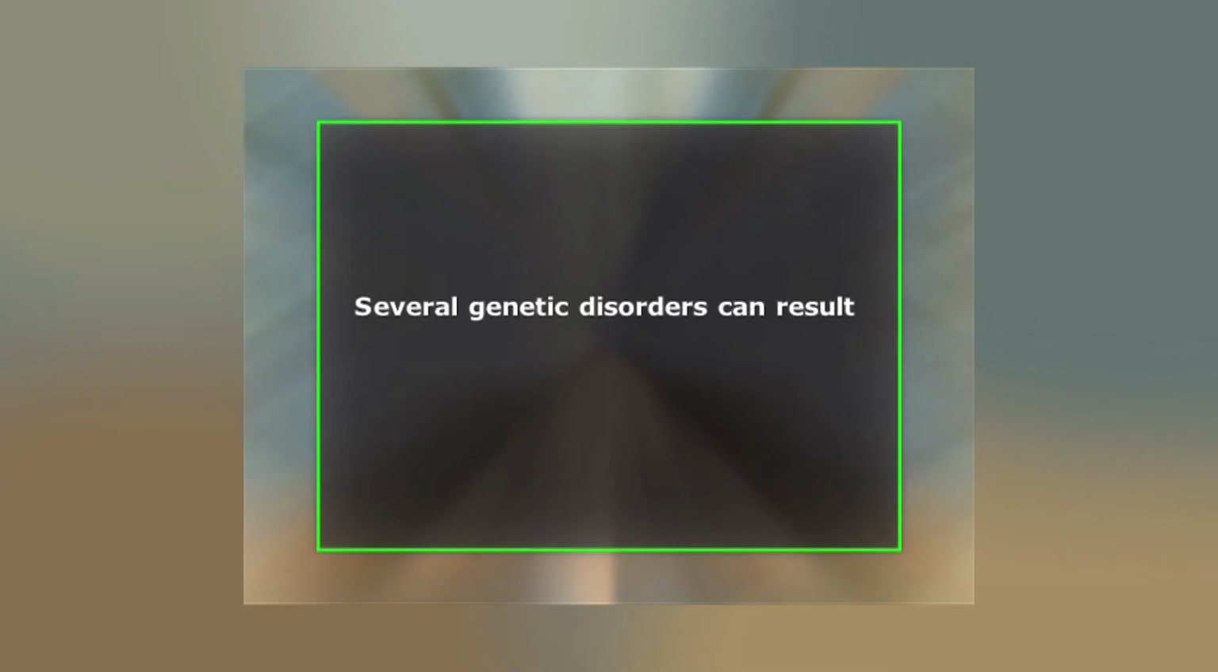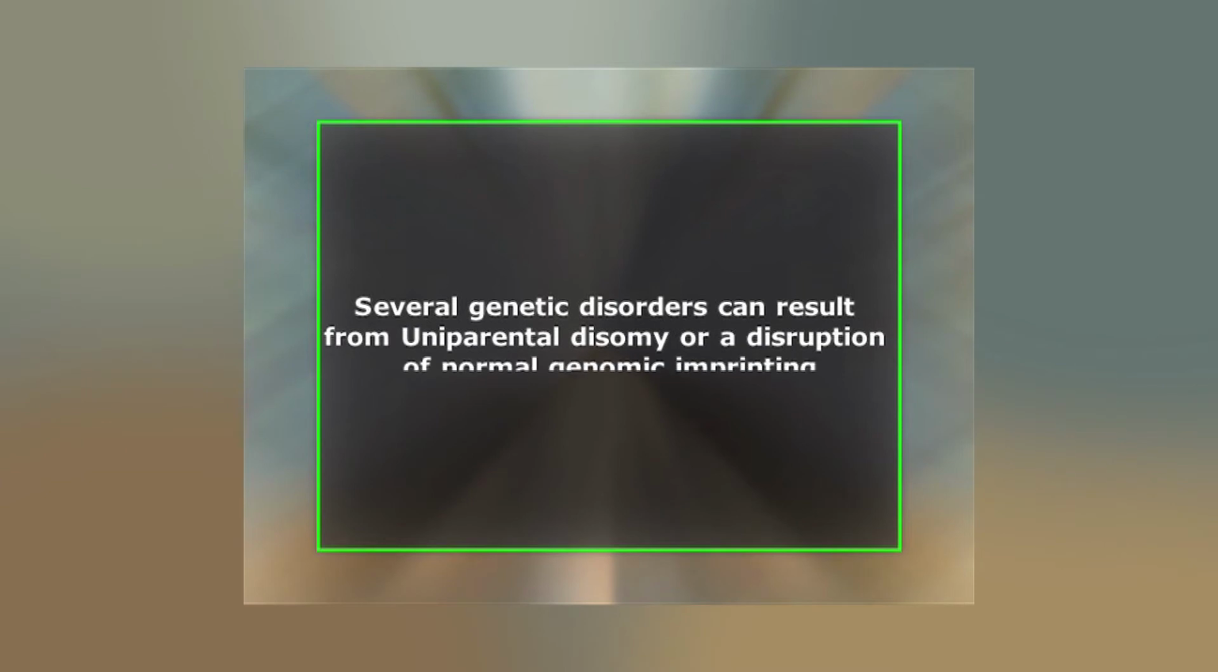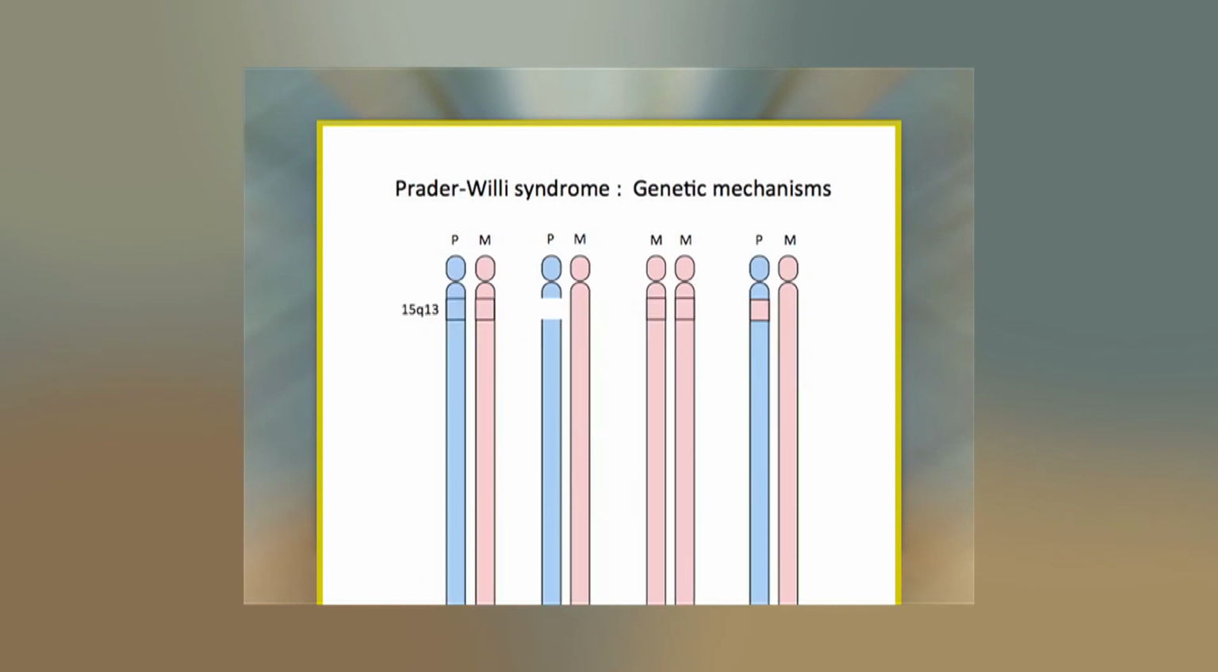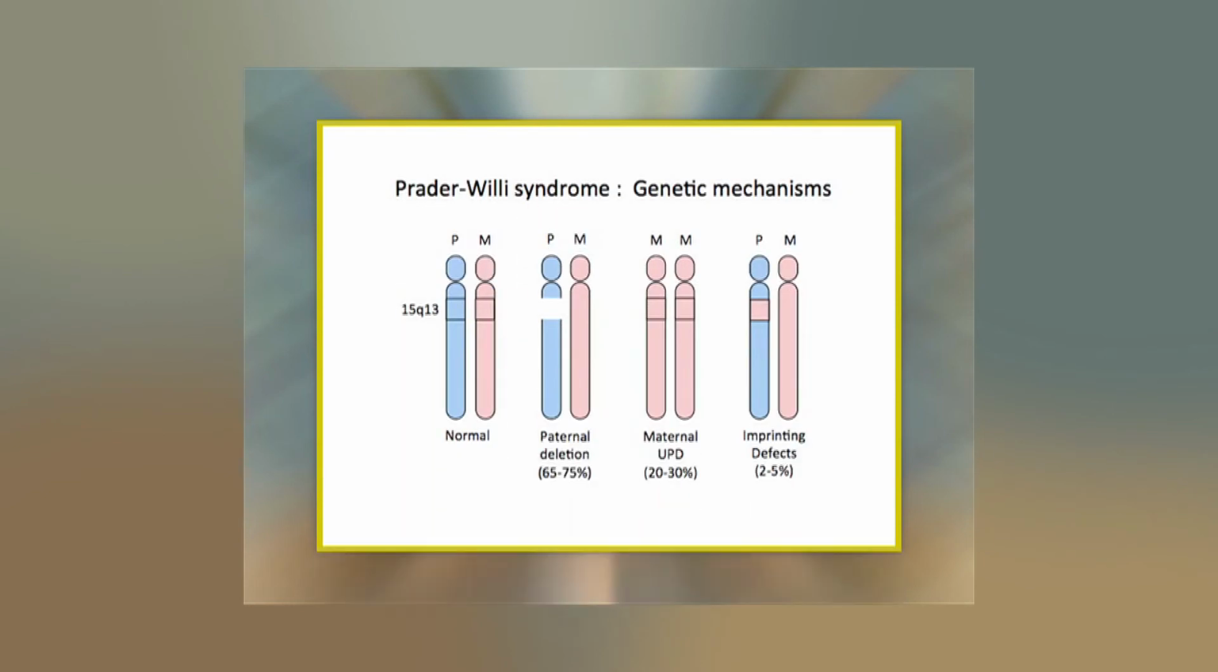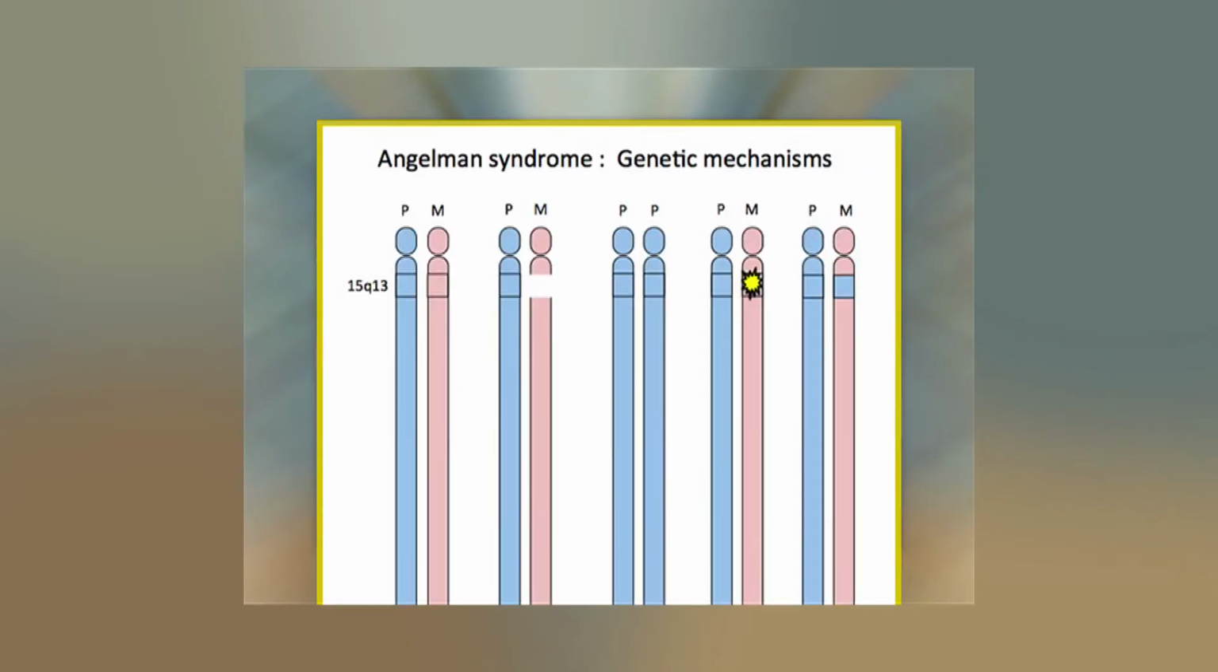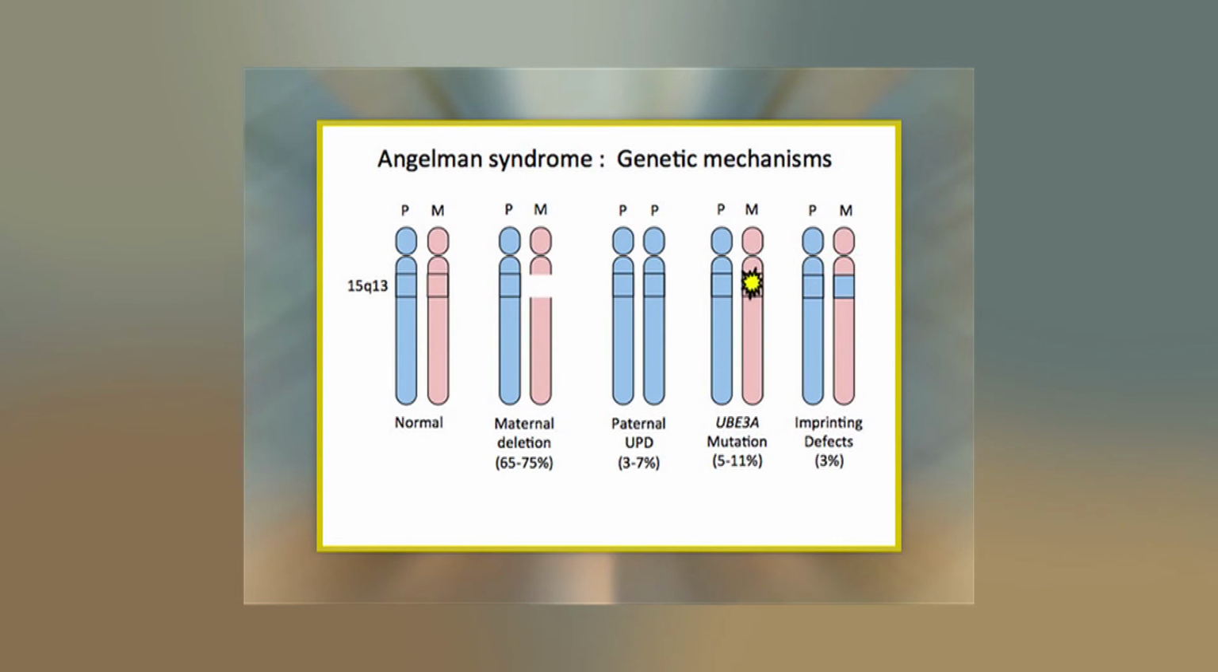Several genetic disorders can result from uniparental disomy or a disruption of normal genomic imprinting. The most well-known conditions include Prader-Willi syndrome, which is characterized by uncontrolled eating and obesity, and Angelman syndrome, which causes intellectual disability and impaired speech.